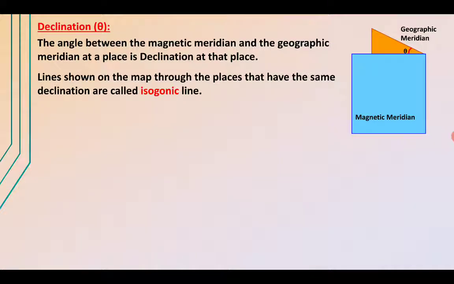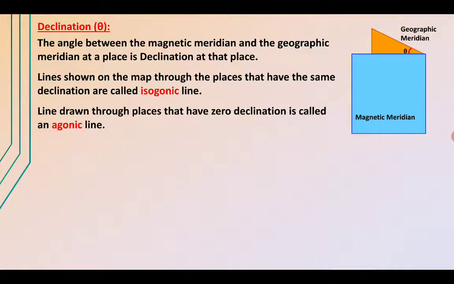Now the lines shown on the map through the places that have the same declination are called isogonic lines. On the other hand, the line drawn through places that have zero declination is known as the agonic line.